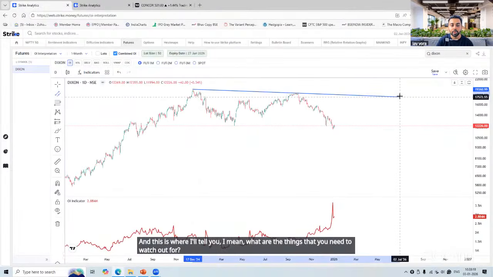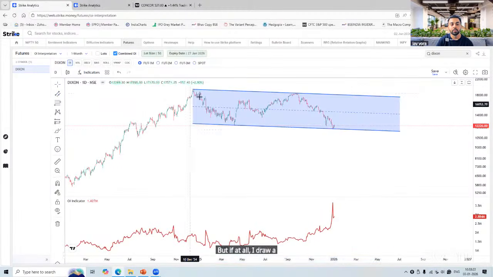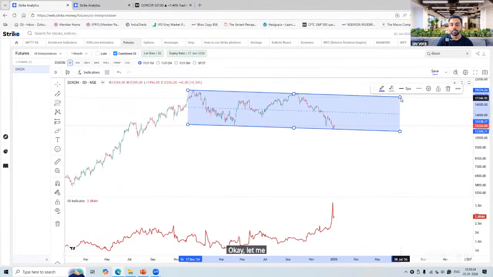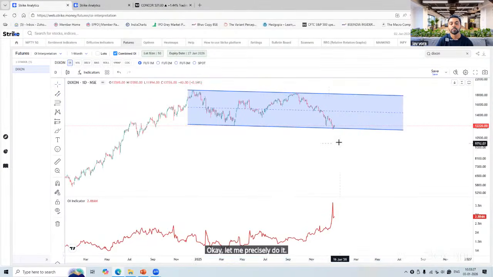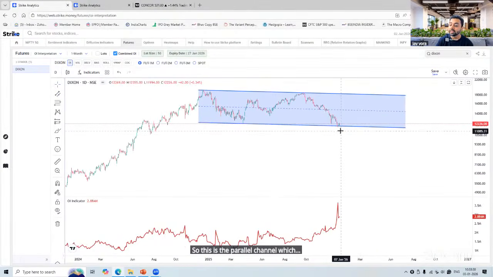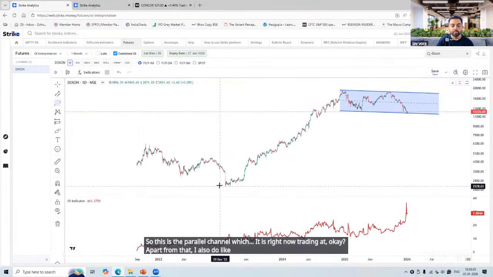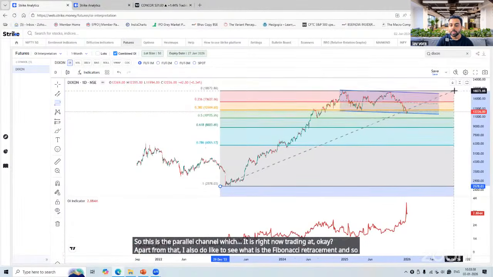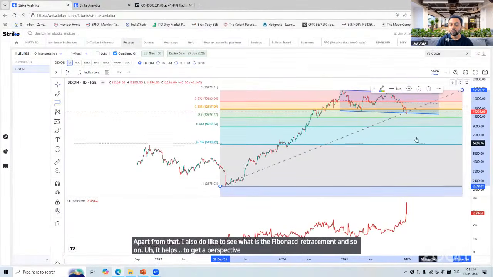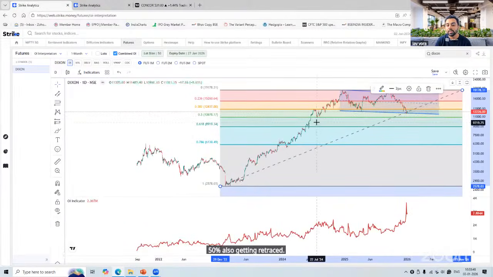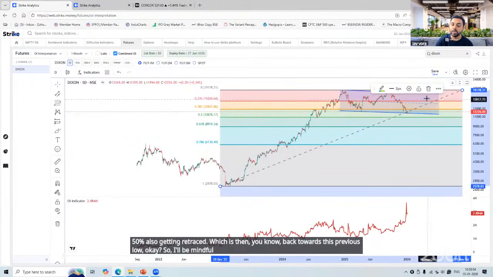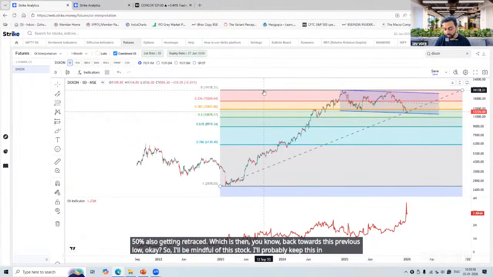But if at all I draw a parallel channel, okay, let me precisely do it. So this is the parallel channel which it is right now trading at. Apart from that, I also like to see the Fibonacci retracement and so on. It helps to get a perspective about the stock. Now you can see that it has gone below 38.2, and there is a risk of 50% also getting retraced, which is then back towards this previous low. Okay, so I'll be mindful of this stock. I'll probably keep this on radar, but be mindful of this stock.